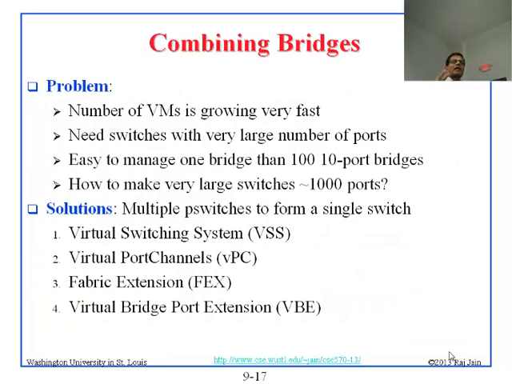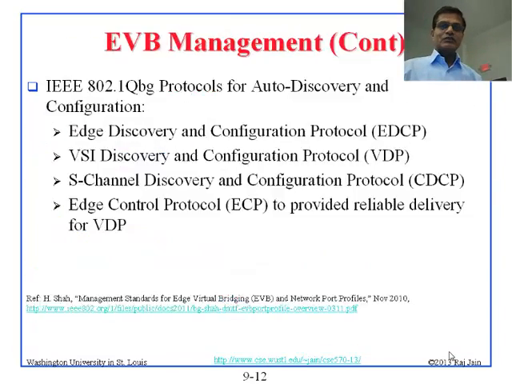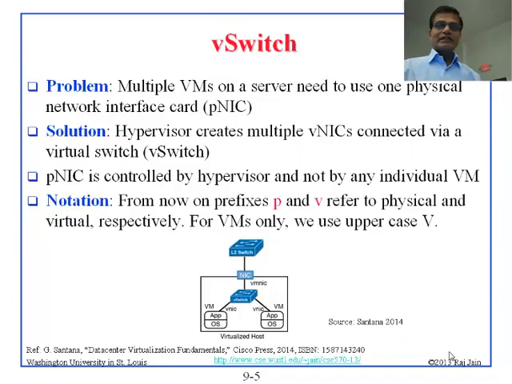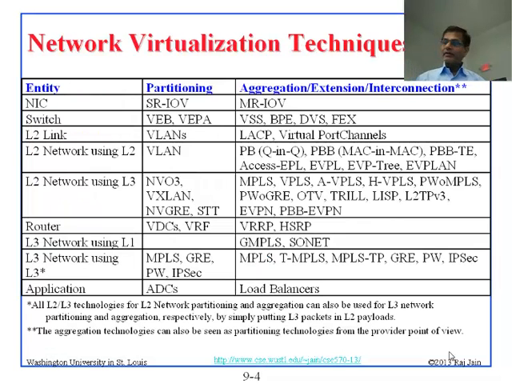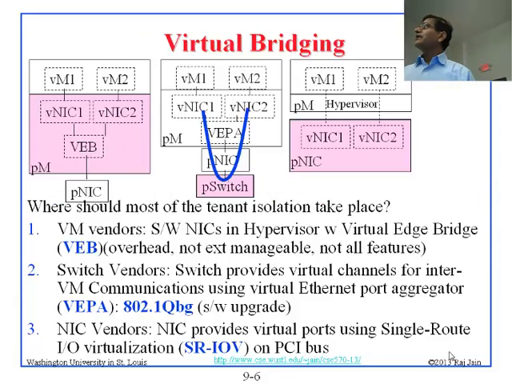Now we are going to a different problem: aggregation. We talked about partitioning of bridges. You have one bridge and you want to partition it. Now we are going to combine the bridges. You have 100 bridges, I want to make one out of 100. If you remember my previous slide, virtualization is just two things: partitioning or combining, partitioning or aggregation. We just finished the partitioning of a bridge. Now we see how to combine the bridges.